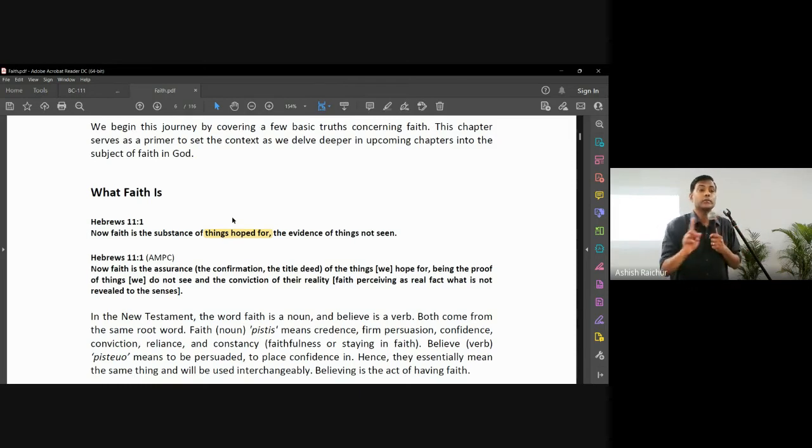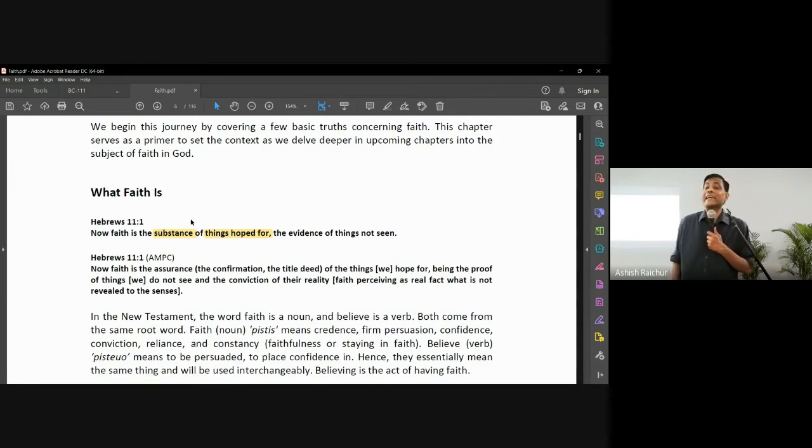And it is not wrong to hope for it, to have hope for something that God has promised. Whatever God has promised in your life, hope for it, desire for it. Right? Now, what is the connection between faith and hope? Faith is the substance of things hoped for. That word substance is a very interesting word. That word substance in the Greek.